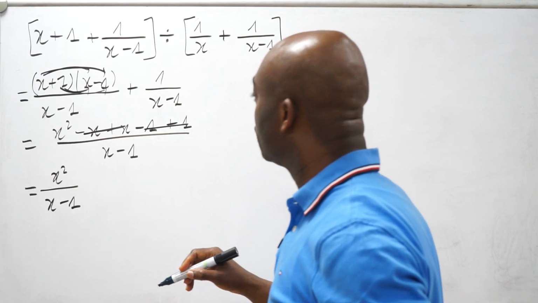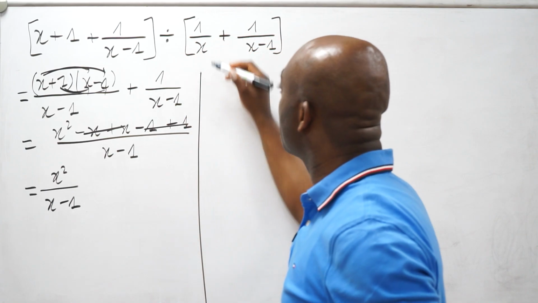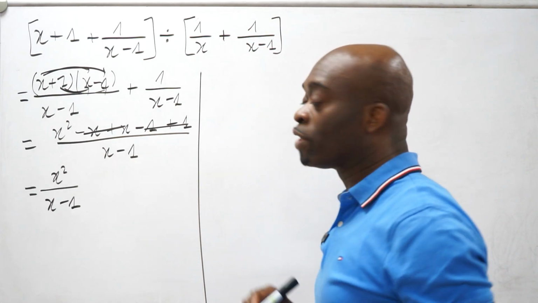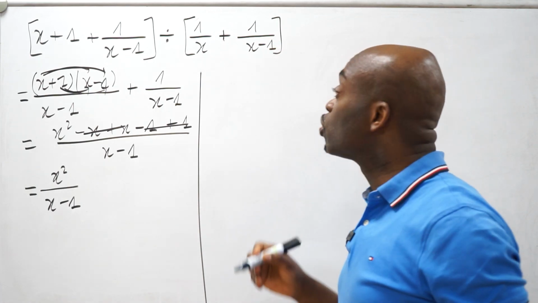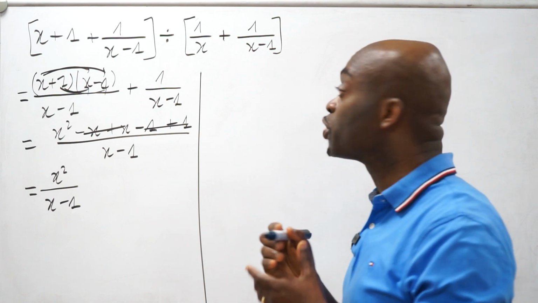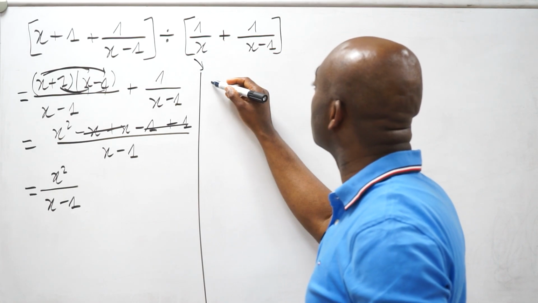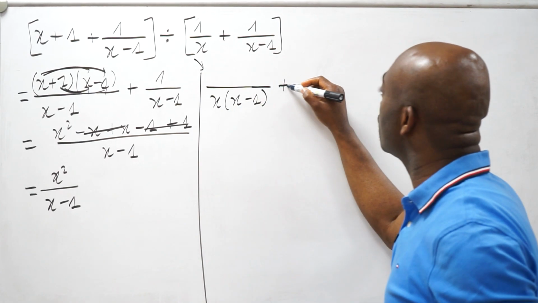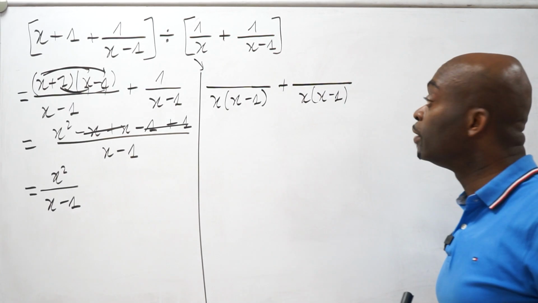So how about the second one? This is the second one here, two fractions. What will be the lowest common denominator in this case? We have x as a denominator, and x - 1 as the other denominator. Because those two have nothing in common, the lowest common denominator is the product of those two: x times (x - 1). That's the lowest common denominator.